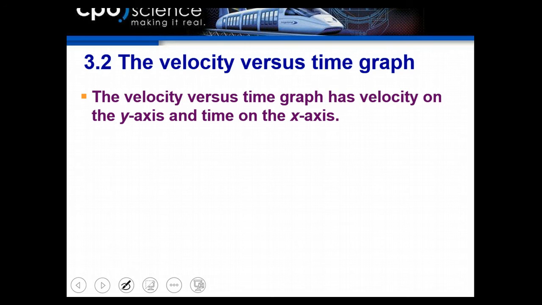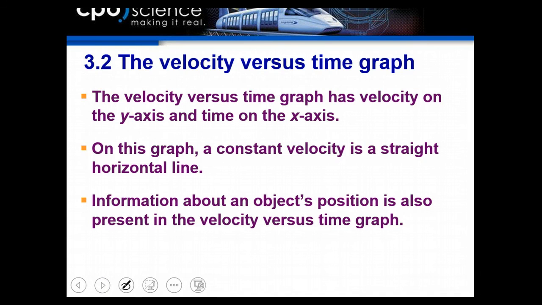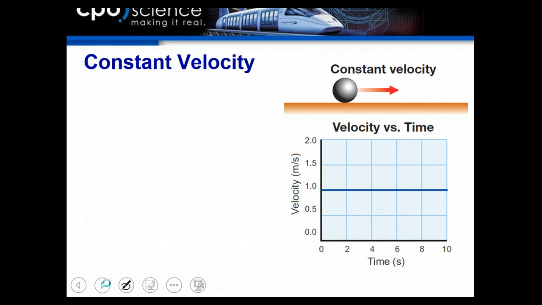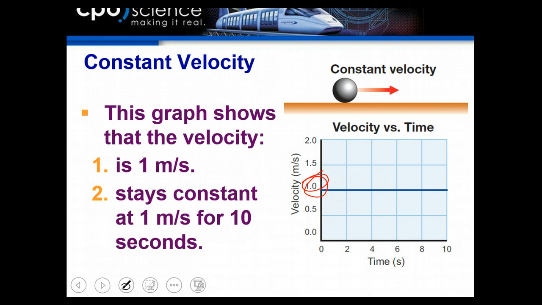The velocity versus time graph. This is going to be the velocity on the y-axis and time on the x-axis. On this graph, constant velocity is going to be a straight horizontal line, and information about an object's position will also be present on this graph. So here's an example of a graph that shows what? It shows that the velocity is 1 meter per second, right? And then it stays constant, right, the whole time, for 10 seconds.